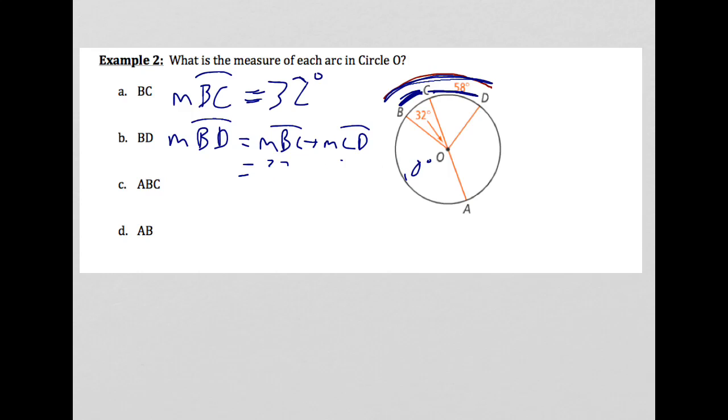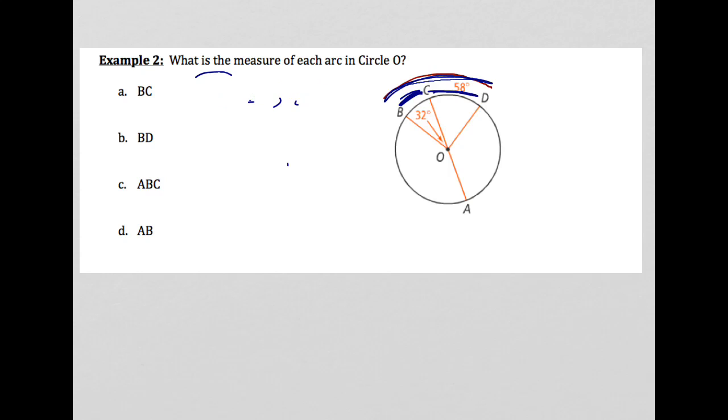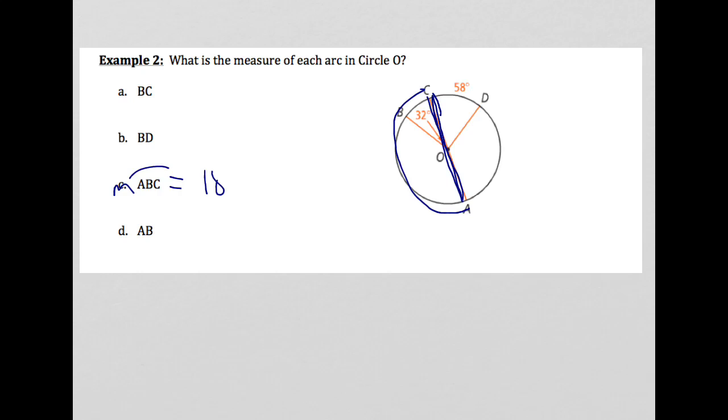Alright, let's see, I'll erase a little bit of this. Just get that down, make sure you get that down. The measure of arc ABC. Well, since AC is a diameter across the entire circle, what I created was two semicircles. So if I go from A to C and go through B, the measure of a semicircle is 180 degrees.